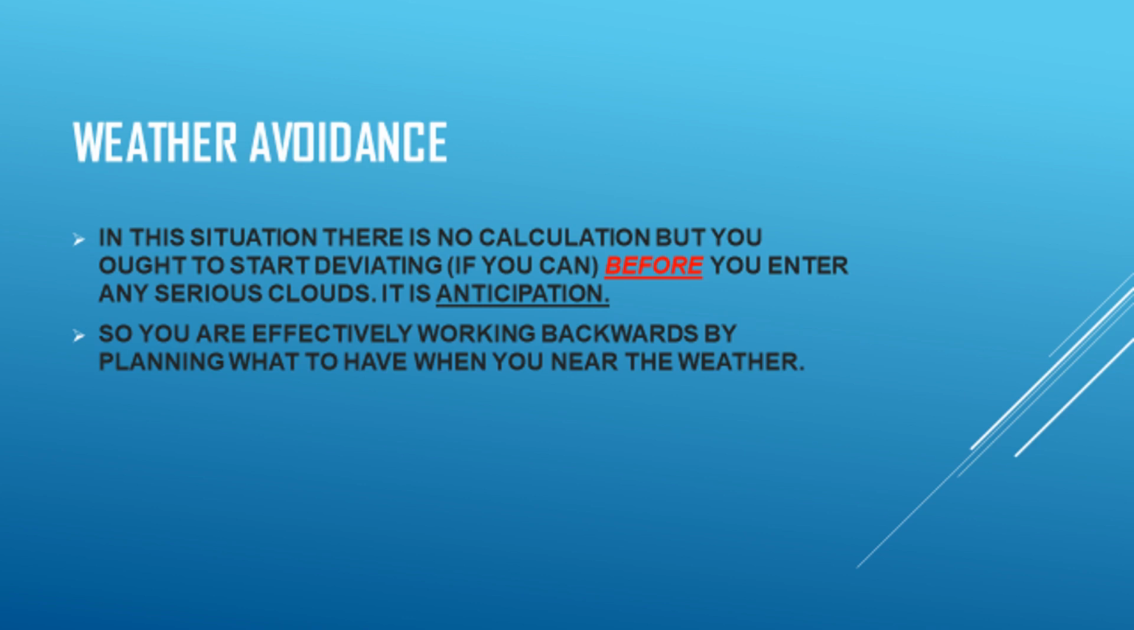These things are to do with anticipation and planning ahead. So you're still working backwards, so that when you reach near the weather development, like cumulonimbus cloud and the like, at least you have separated yourself. 20 nautical miles is the maximum separation distance, or rather, you should avoid weather by 20 nautical miles, but people have gone to hundreds of miles just to avoid it and be in the clear. So you are effectively working backwards by planning what to have when you near the weather, as I've just said in the second point. I hope this makes a bit of sense, but it's also a bit about common sense as well. Moving on.